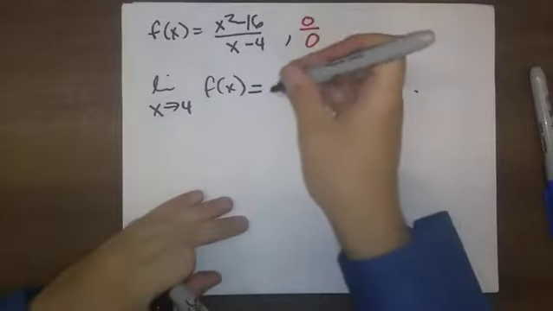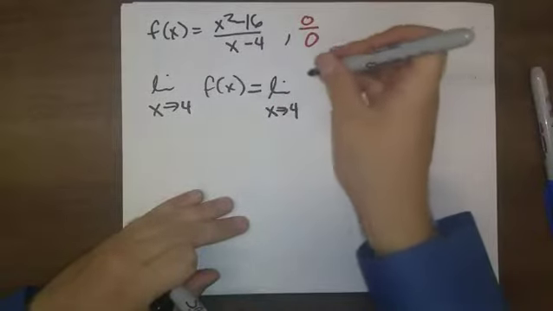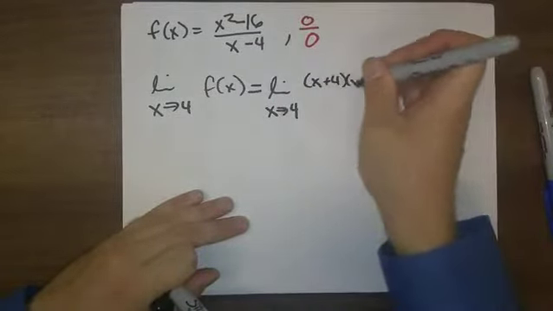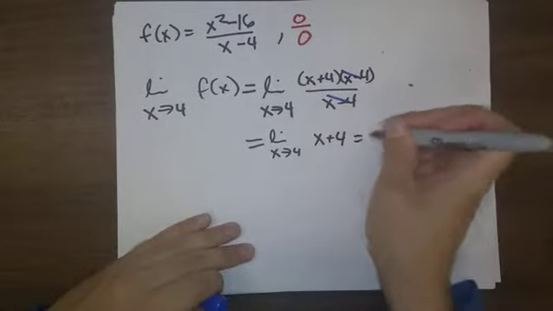But this one's even a little bit easier than last time. Limit as x goes to 4, the numerator factors as x plus 4 times x minus 4 over x minus 4. We have our unsurprising cancellation here. And the limit as x goes to 4 of x plus 4 is equal to 8.